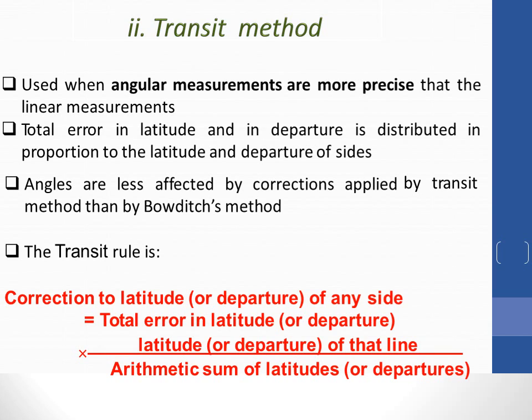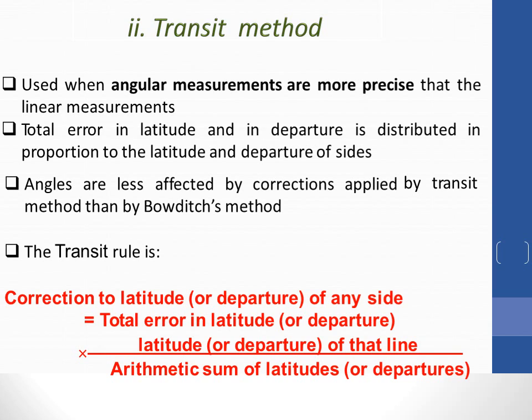Okay, and here the total error in latitude and in departure is distributed in proportion to the latitude and departure of the sides, not in terms of length. In the other method it was in proportion to the length of that side. Here we are distributing in proportion to the latitude and departure of sides. Okay, and here angles are less affected by corrections applied by the transit method than by Bowditch's method.